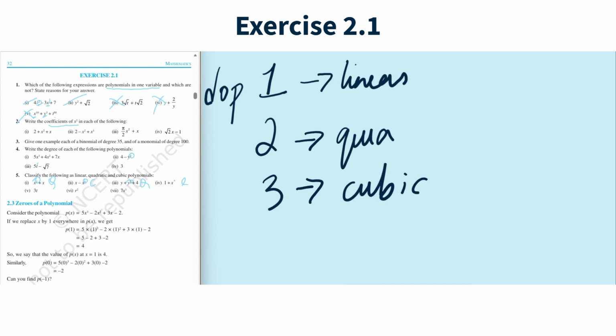3 times t. The highest power over here is 1. So this is linear. r square, 2 is the highest power, makes it quadratic. 7x cube. 3 is the highest power, so it becomes cubic.